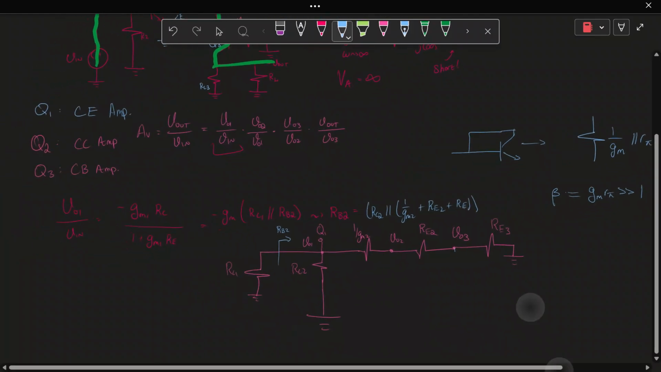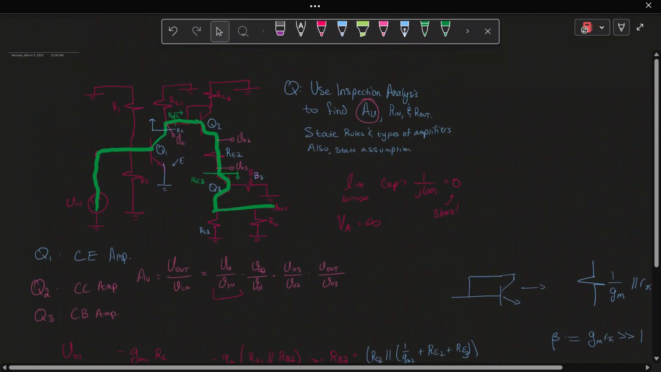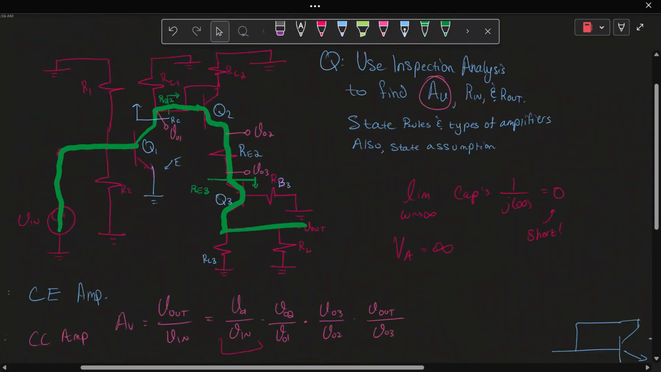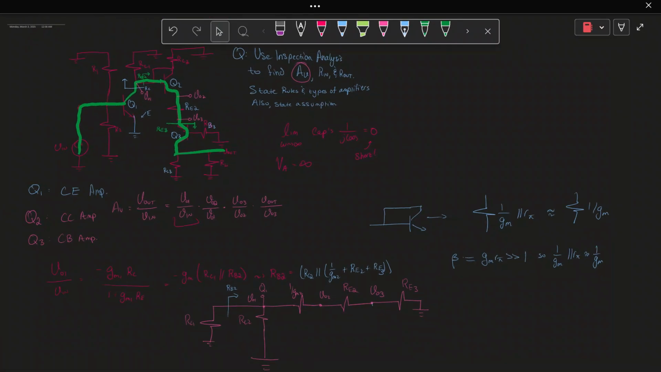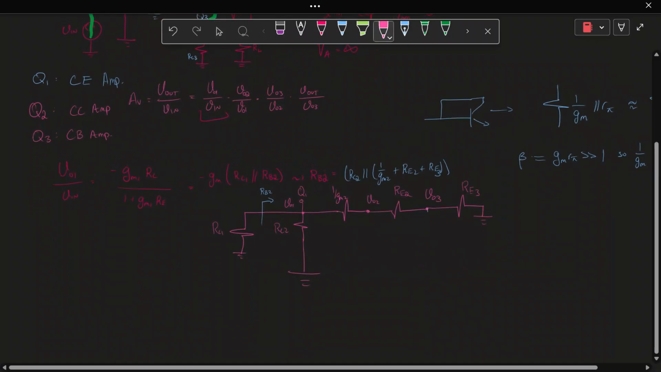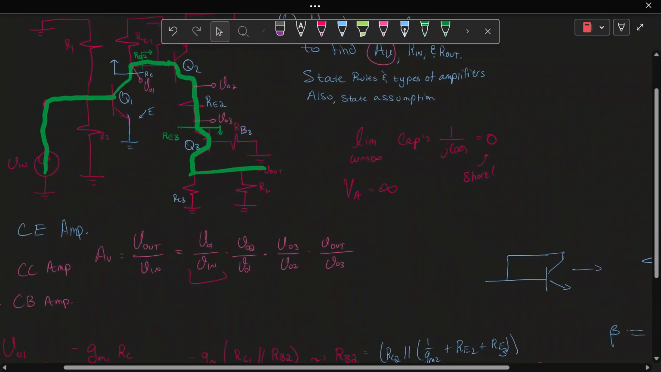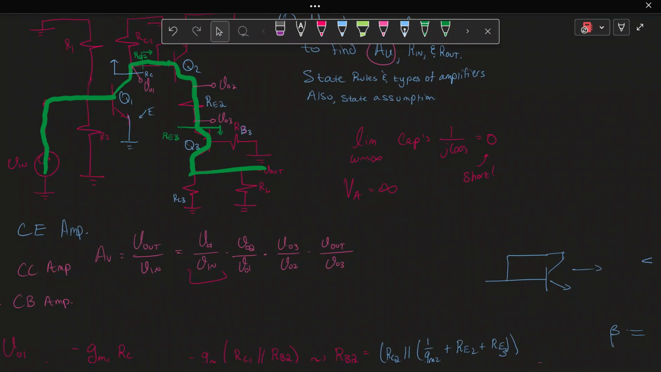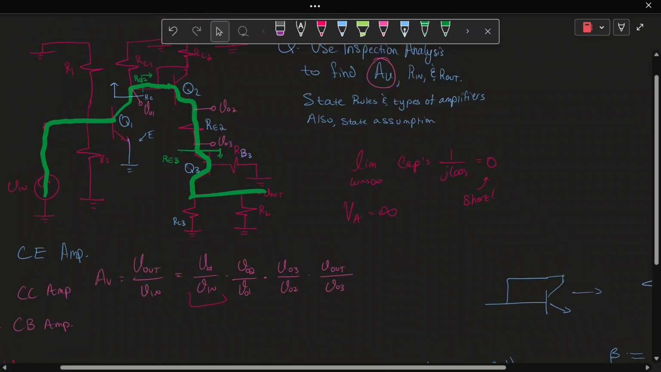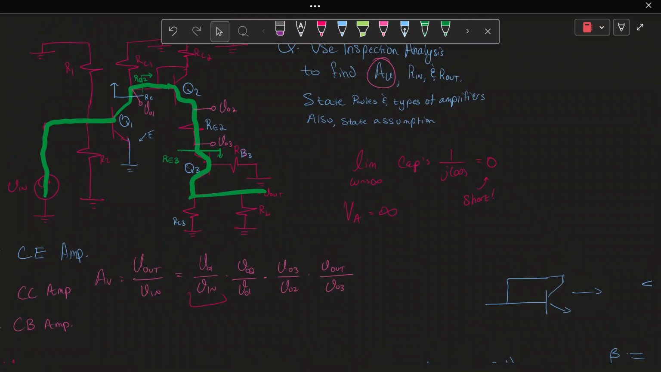Now, a problem here is what is RE3? Because RE2 is explicitly a resistor. RE3 is components from, again, a common base amplifier. So we need to verify what RE3 is. RE3 looks into the emitter of a PNP transistor with a base resistance of RB3 and a collector resistance of RC3 and RL. Be very careful. When you are doing gain, you keep RL. You do not take it out. You keep RL in your equations.